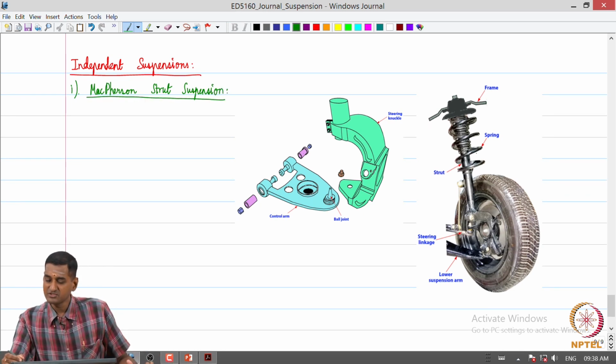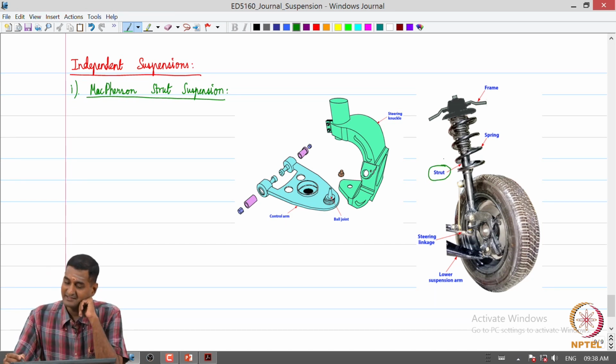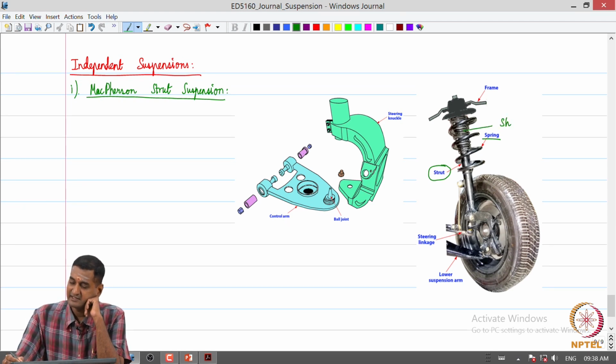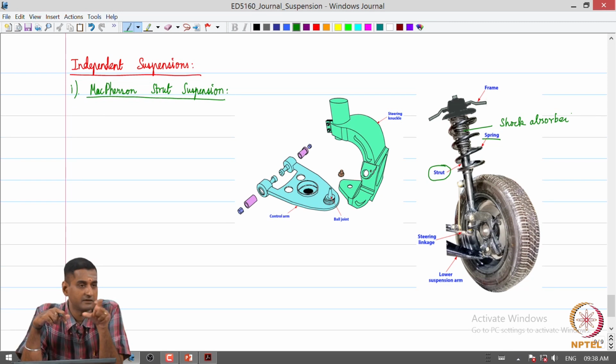So, we have an element called a strut that houses the spring, and also inside the spring there is a shock absorber. So, the shock absorber and the coil spring are wound in parallel.